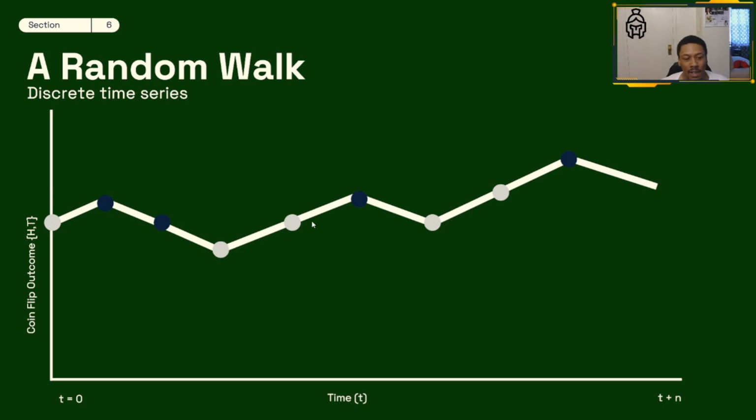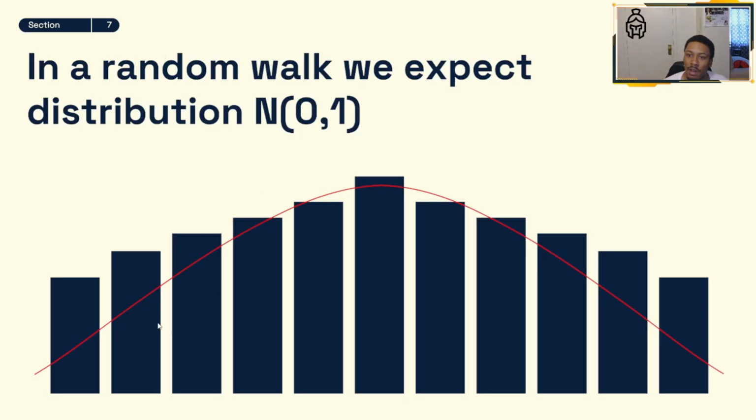So high level, if that didn't make sense, let's look at it like this. In a discrete example, let's say we're flipping a coin and say these represent whether we got heads or tails. Over the long run, right, we would expect to see a normal distribution. This is often called a random walk or equal probabilities. But we would expect to see a distribution of mean zero, standard deviation of one.